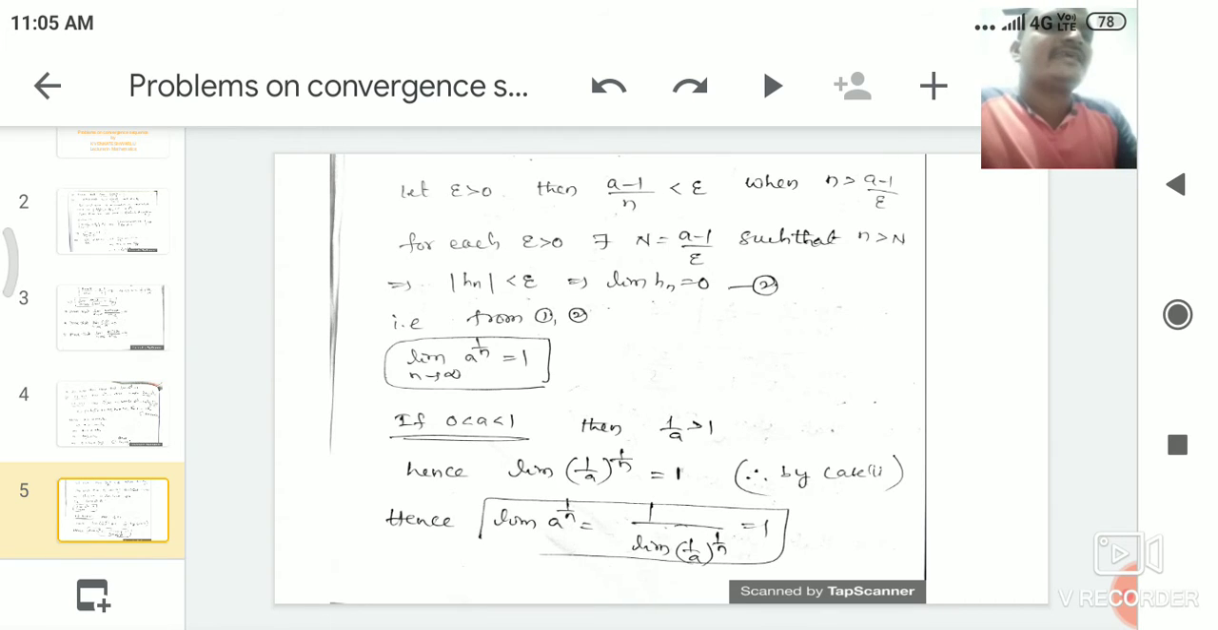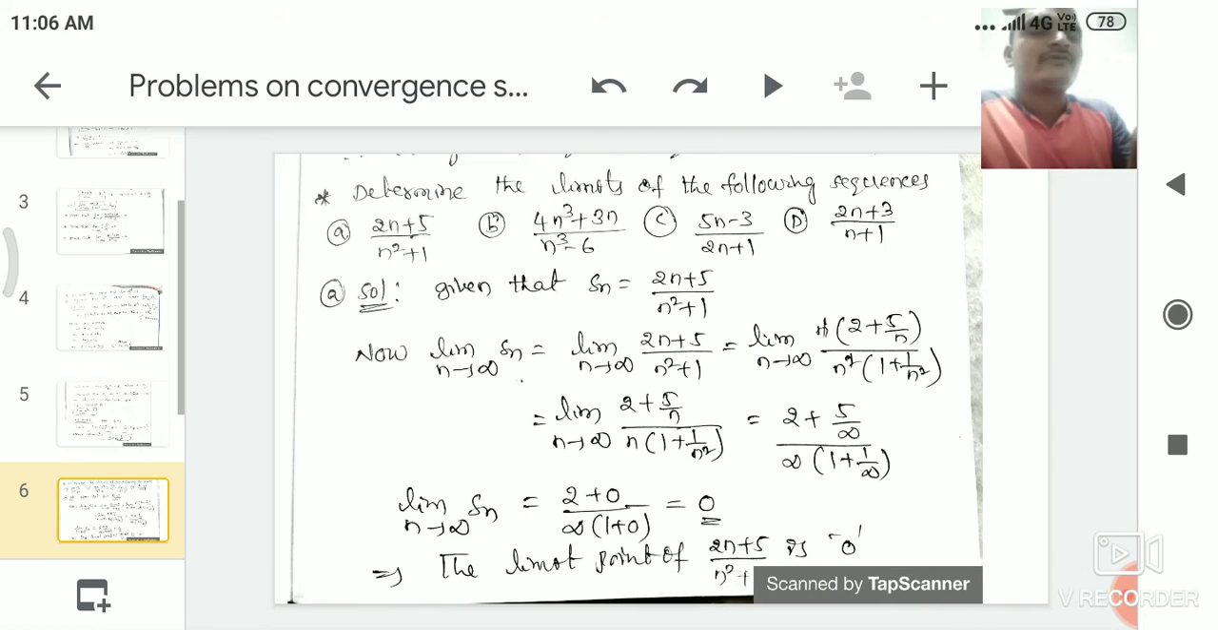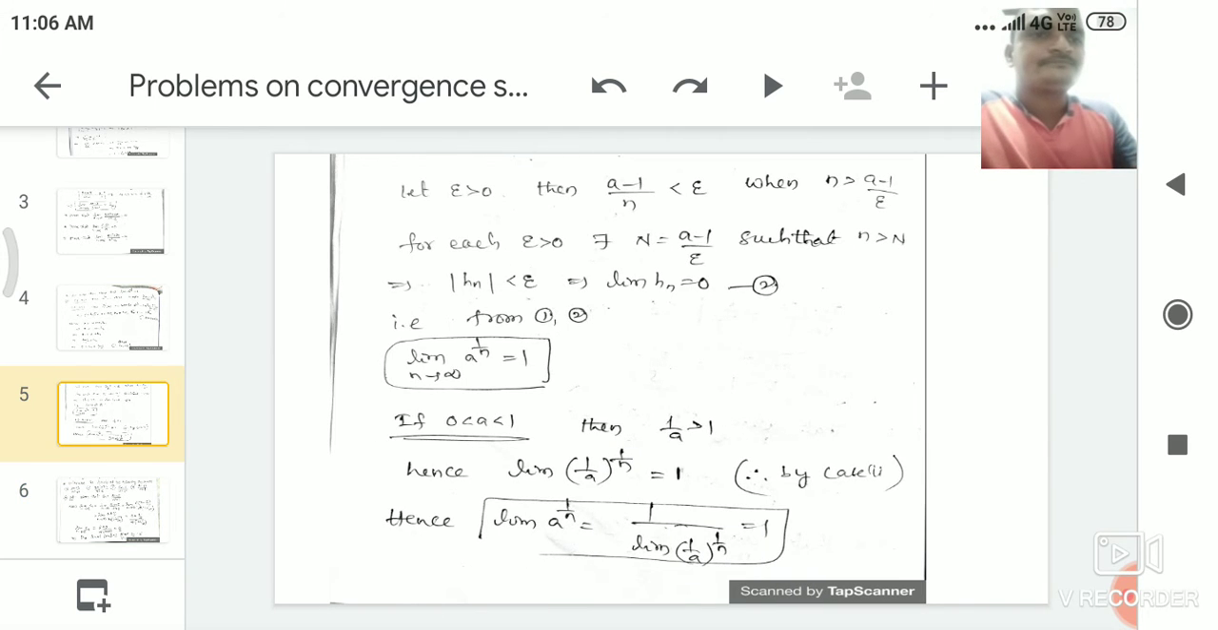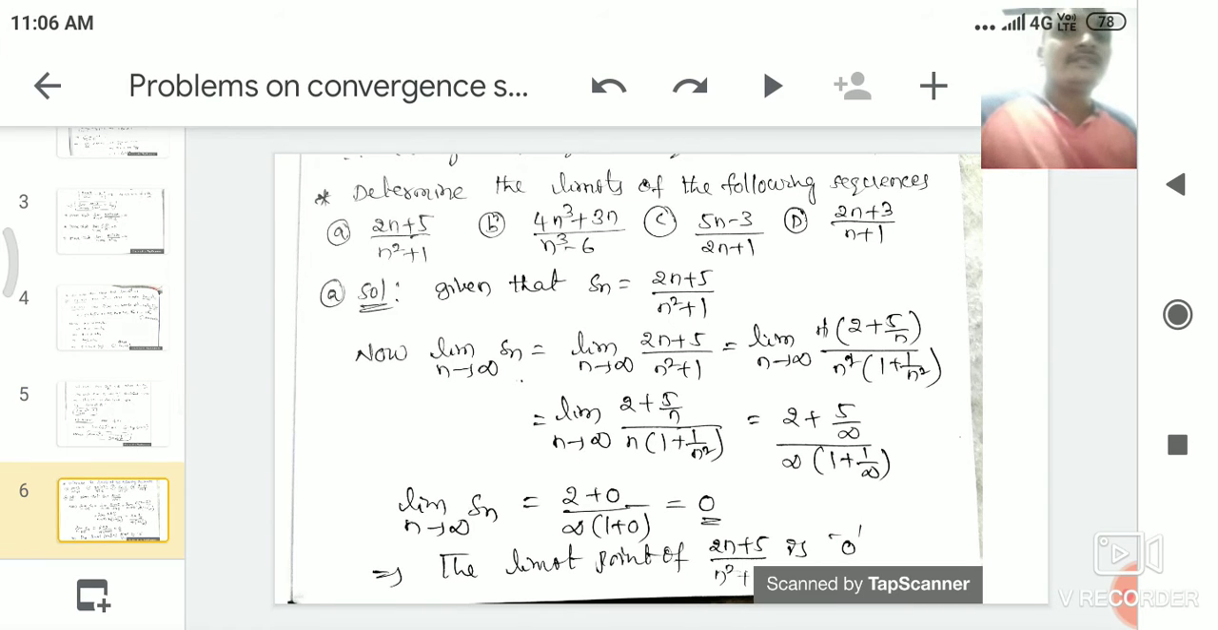So in all 3 cases, we have the limit as n tends to infinity of a to the power 1 by n is equal to 1. Therefore, the limit of a to the power 1 by n is equal to 1. Okay, which is a very important problem.